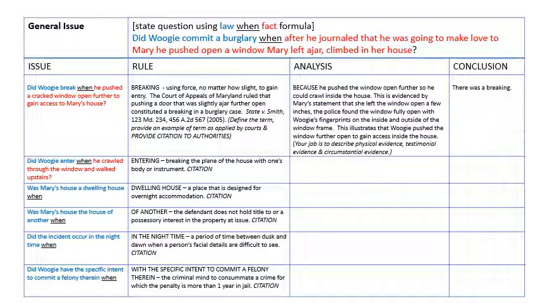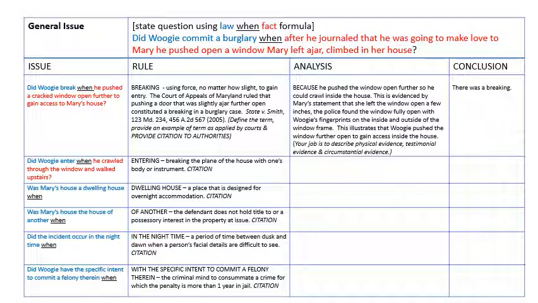Here we can now put the issue in context because we know what facts are important to the outcome, to answering the question. So here we say, did Woogie break? That was what we started with. Now we can put in the word when and say, did Woogie break when he pushed a cracked window open further to gain access to Mary's house? This will help fully analyze this particular element of the crime of burglary. And it's now our job to be able to move on and do this analysis, the IRAC, for every single element of burglary.